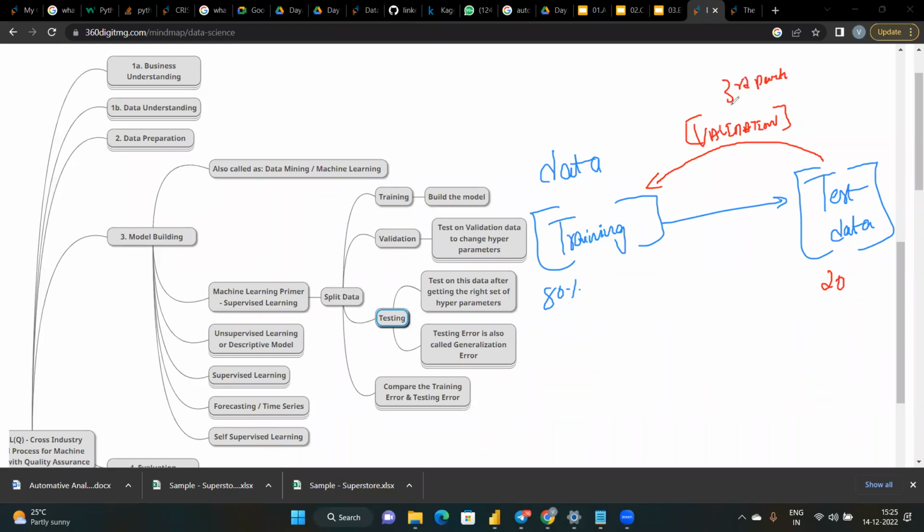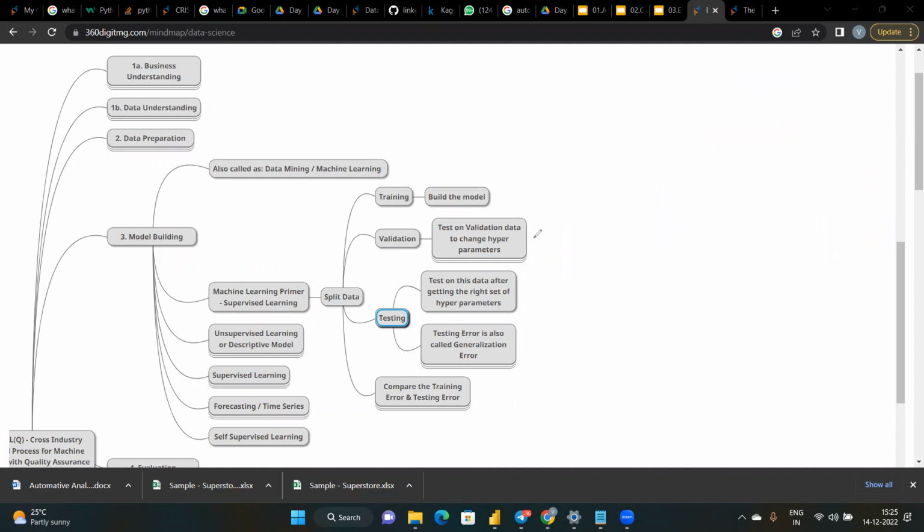Okay, guys. This is how we are going to train our model. Basically, I'm going to go more deep about this training and test data. So, guys, as I was explaining about training and test data, we have seen how we are going to split our data: 80%, 20%.